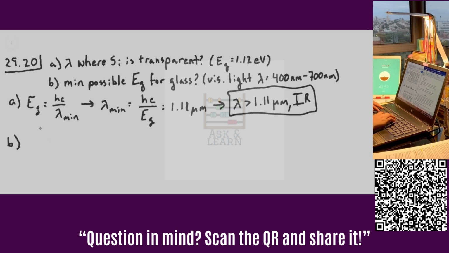Now for glass, the gap energy, which is now what we want to calculate, is going to have to be greater than the energy corresponding to the minimum wavelength we want. So that's going to be the energy of a photon of that wavelength.